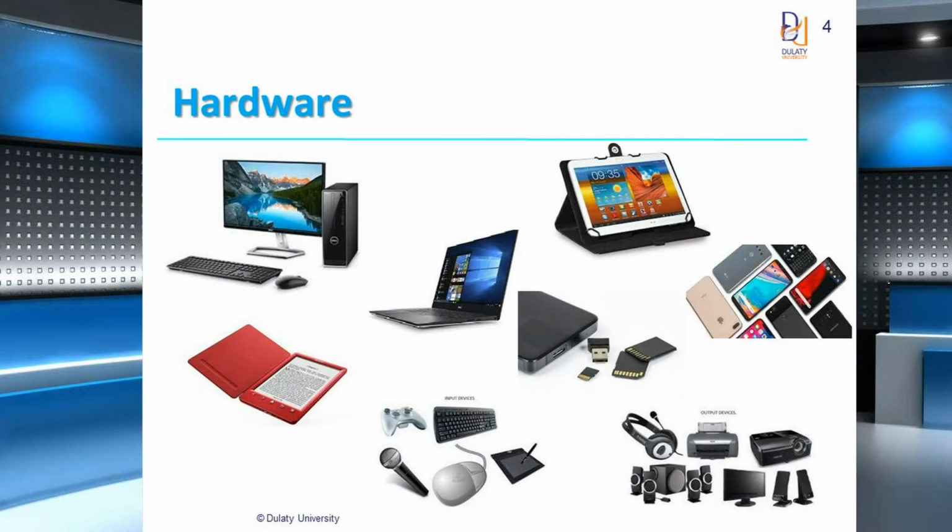Hardware. As stated above, computer hardware encompasses digital devices that you can physically touch. This includes devices such as the following: desktop computers, laptop computers, mobile phones, tablet computers, e-readers, storage devices such as flash drives, input devices such as keyboards, mice and scanners, and output devices such as printers and speakers.